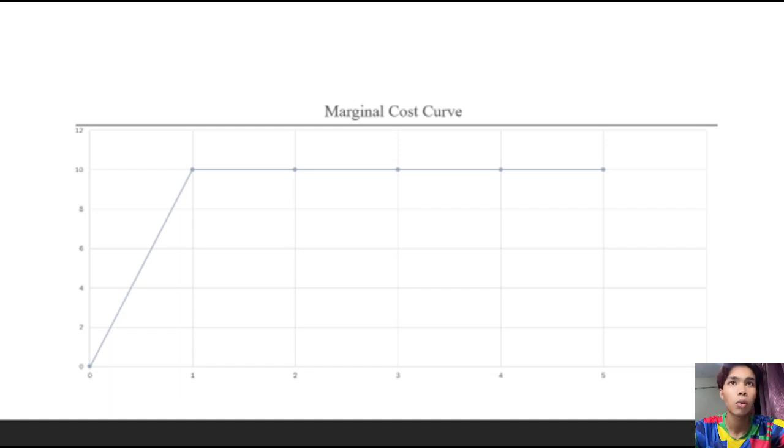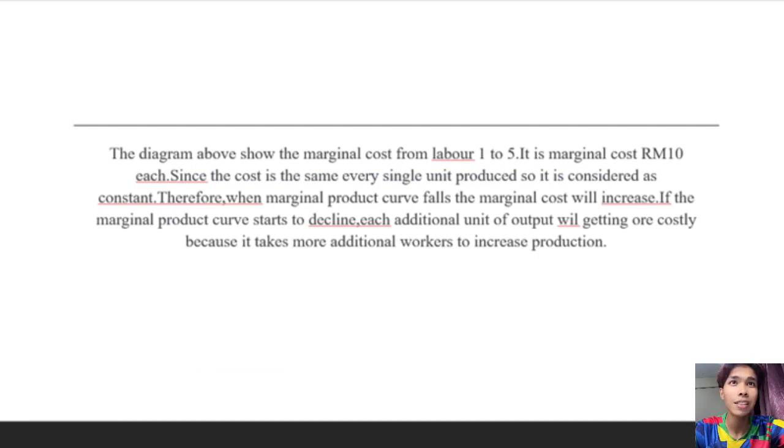For the explanation, the diagram shows the marginal cost from labor 1 to 5. It is RM 10 each, since the cost is the same for every unit produced, so it is considered constant. Therefore, when the marginal product curve falls, the marginal cost will increase. If the marginal product curve starts to decline, each additional unit of output becomes more costly because it takes more additional workers to increase production. That's it. Thank you.